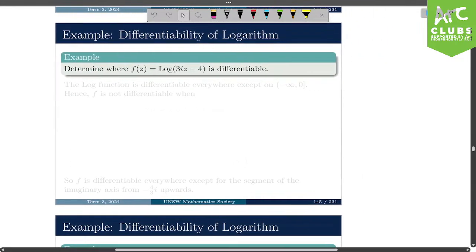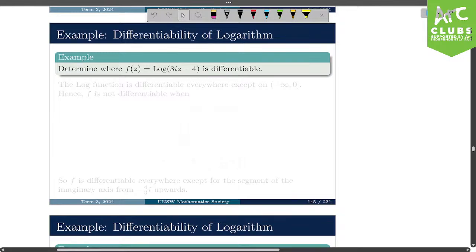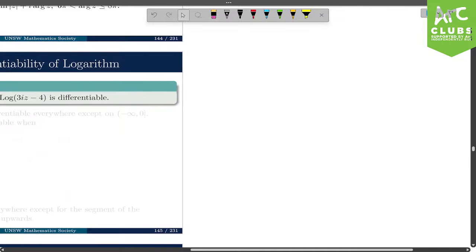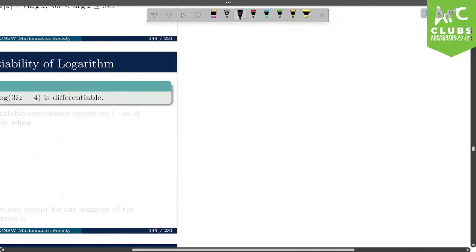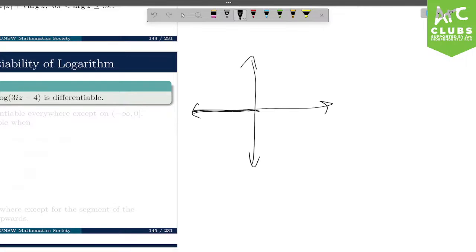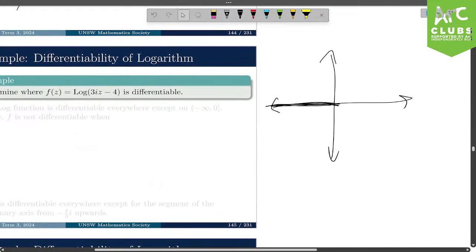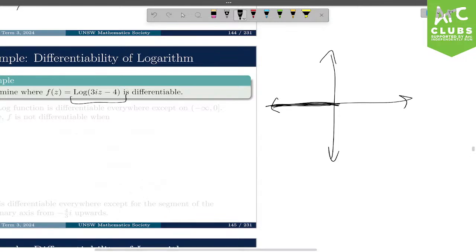Another example, where is this function differentiable? Okay, so earlier we saw that our logarithm is only not differentiable when dealing directly with this line, okay, because we have a jump discontinuity. And so the way that we deal with this is we say, okay, for this function, where is this line? It's another mapping, funnily enough. It's just 3iz minus 4. We want to find when is it negative, okay, just a negative real number.